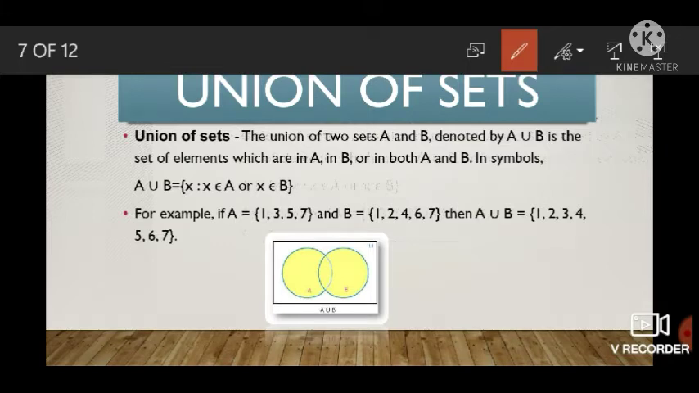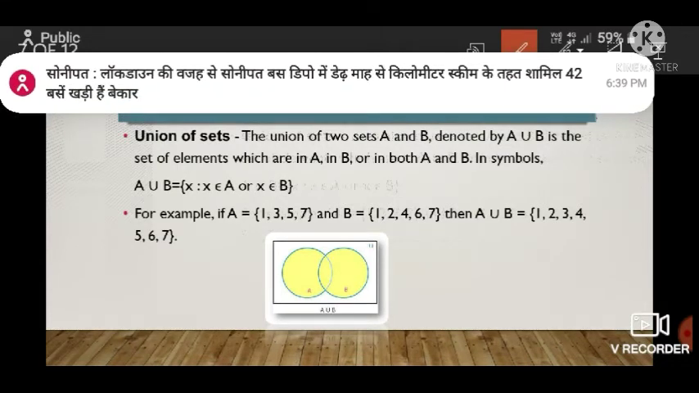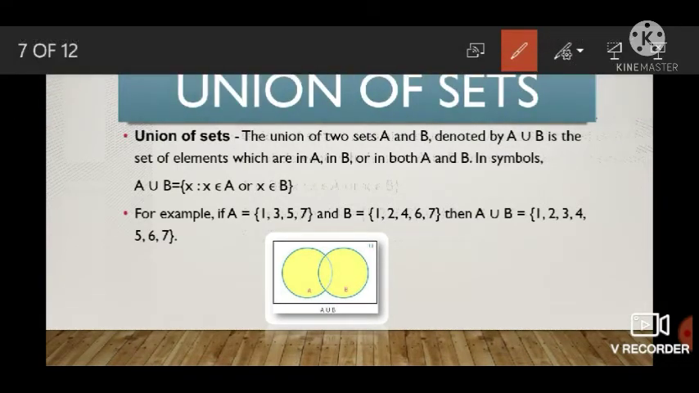So here is an example: if A is equal to {1, 3, 5, 7} and B is equal to {1, 2, 4, 6, 7}, then A union B is equal to {1, 2, 3, 4, 5, 6, 7}. Here you can also notice that there is an intersection in these sets, 7 and 7, and also 1 and 1. So we have taken 1 and 7 only one time. You have to notice this very well, guys.